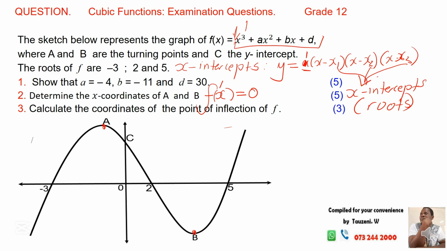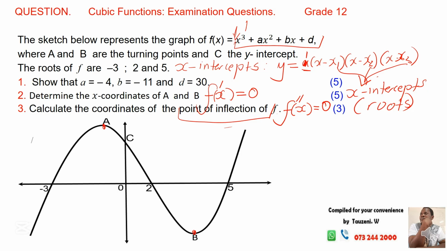Then question number 3, the point of inflection. The point of inflection is the point where the graph changes its concavity from concaving up to concaving down or the other way around. To determine the point of inflection, we differentiate our expression 2 times to get the second derivative. The second derivative is equal to 0. So we equate the second derivative to 0 and solve for x.